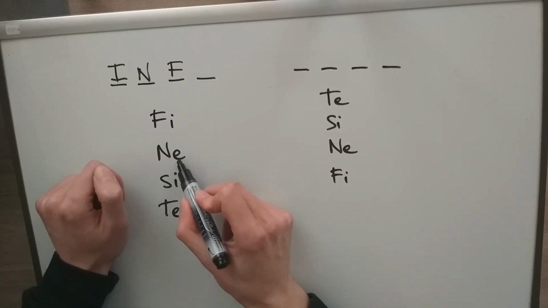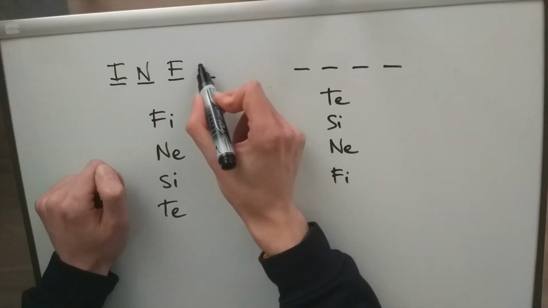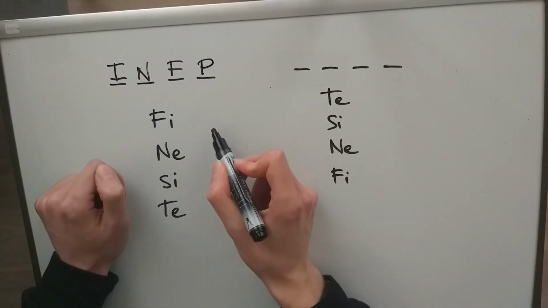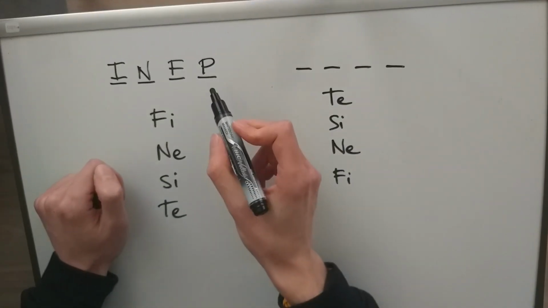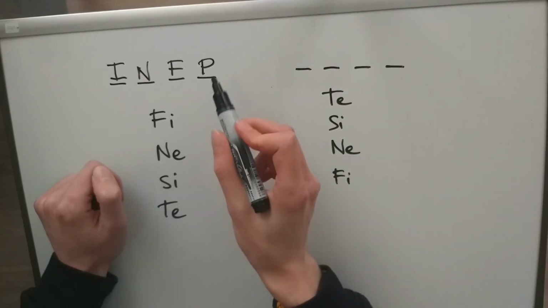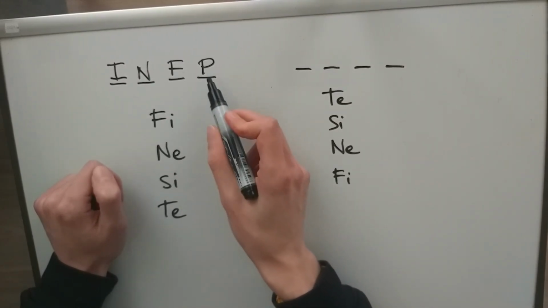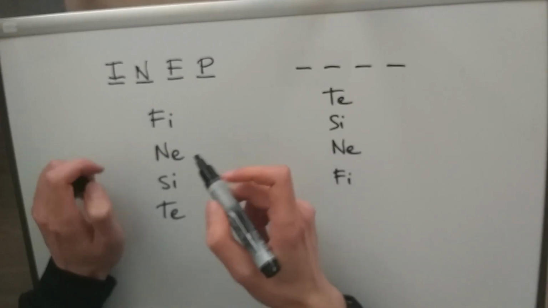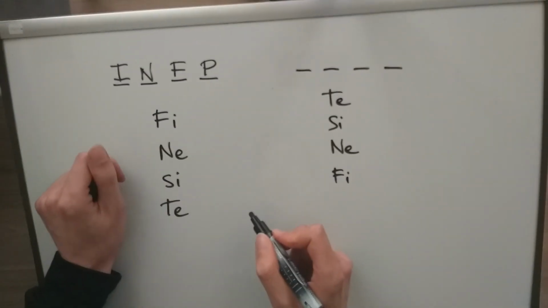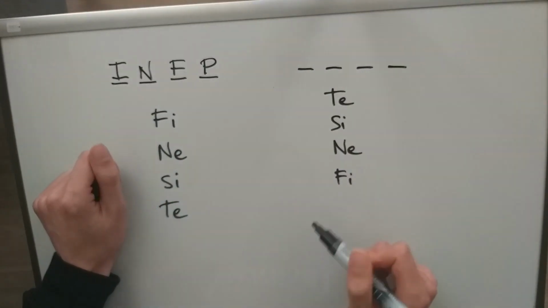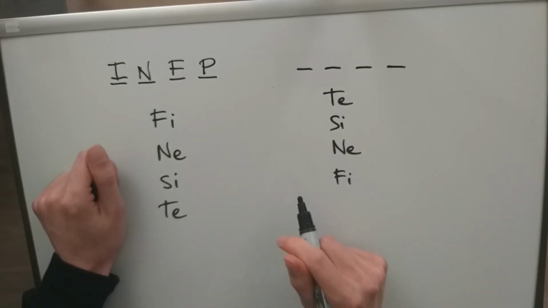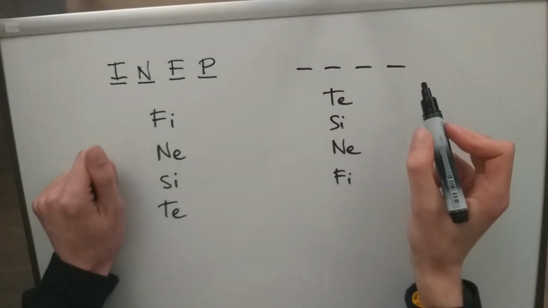Ne is a perceiving function, and therefore this type will be considered to have a preference for perception, because this is the first function that they extrovert to other people. And so we'll do the exact same process with a different function stack in order to understand. So we start again.